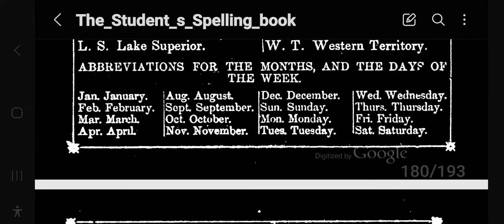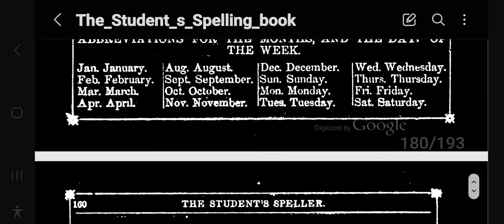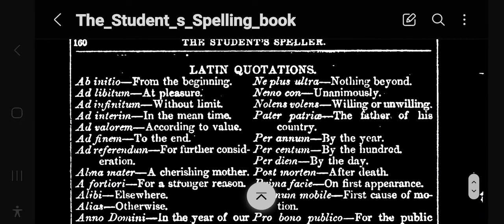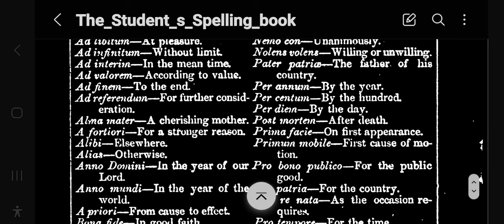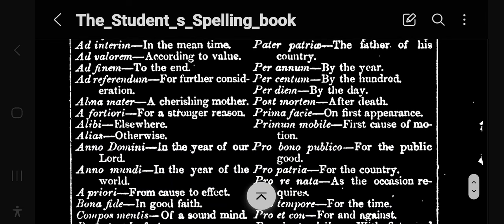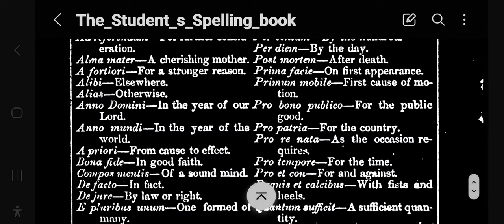Abbreviations for the months of the week. Saturday. Wait, you've got the months? Oh, and the days of the week. Sunday, Monday, Tuesday. Latin quotations. From the beginning, ab initio. Ad libitum, at one's pleasure. That's used in music. Per, by the year, per annum.